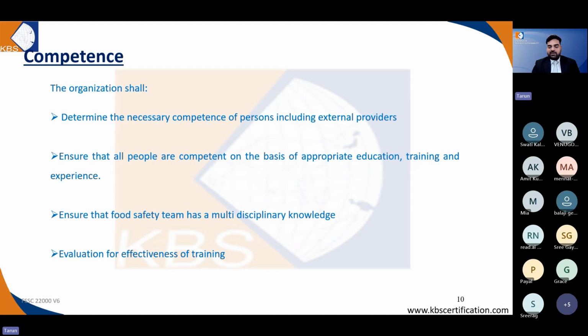Competencies. This section will ask you to identify what competency is needed for the persons working in your organization. Not only for the food-related persons, but any person who is related to the food safety business. Maybe your sales team is not in the production part, but they must understand the requirements for this product, even in the market.